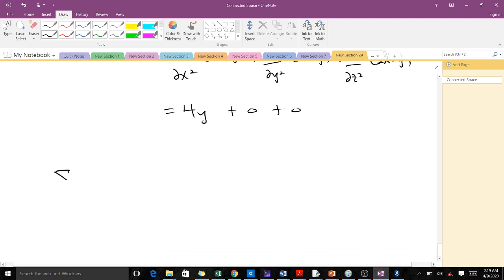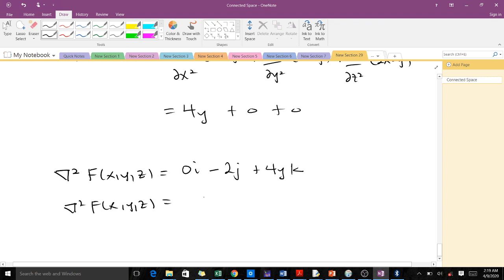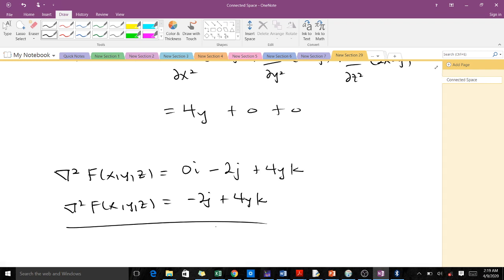Realize that the Laplacian of our vector field was equal to the Laplacian of the first one, i, which gives us 0, minus the Laplacian of the second one, j, which gives us 2, and plus the Laplacian of the last one, k. So that means that the Laplacian of this vector field is minus 2j plus 4yk. You see, when you found the Laplacian of the vector field, we ended up with a vector field.